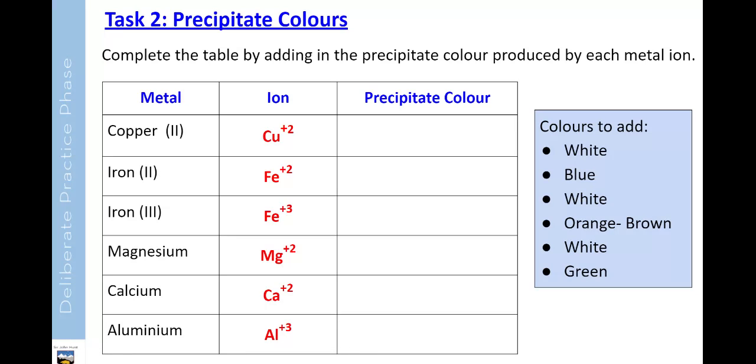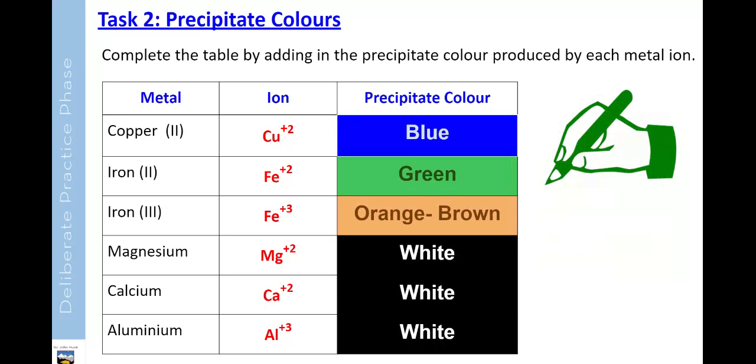So let's go through the answers. So copper 2 should have been blue, iron 2, green, iron 3, orange brown, magnesium, calcium and aluminium are all white precipitates.